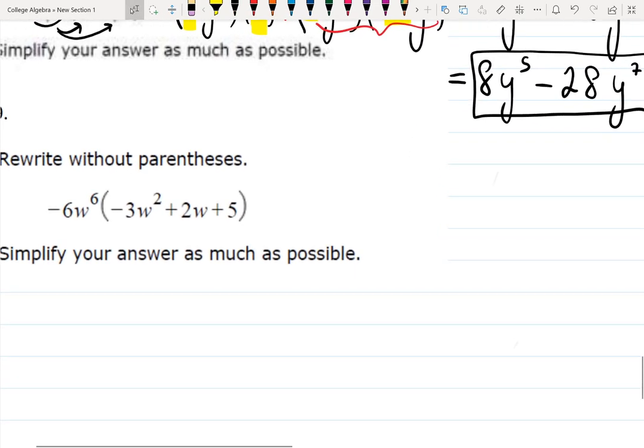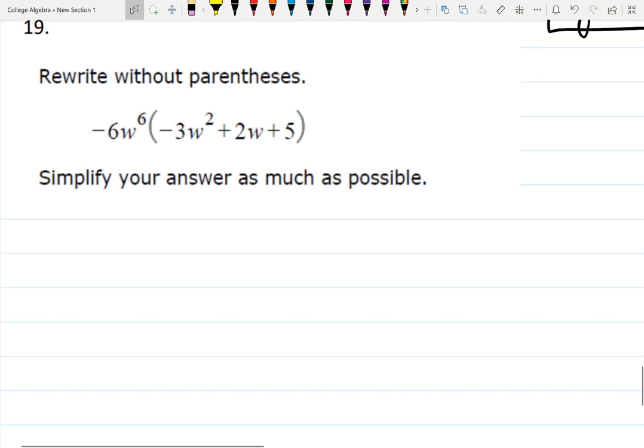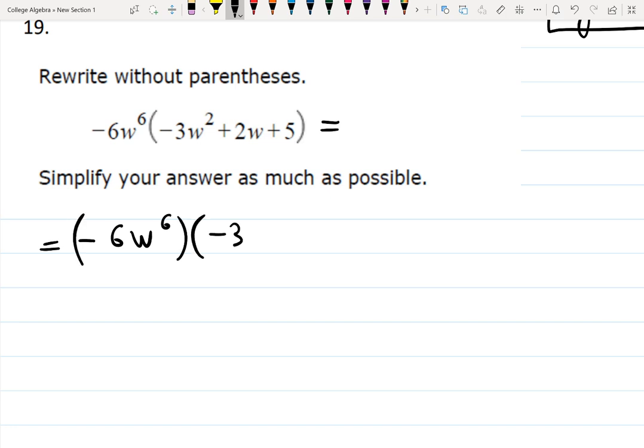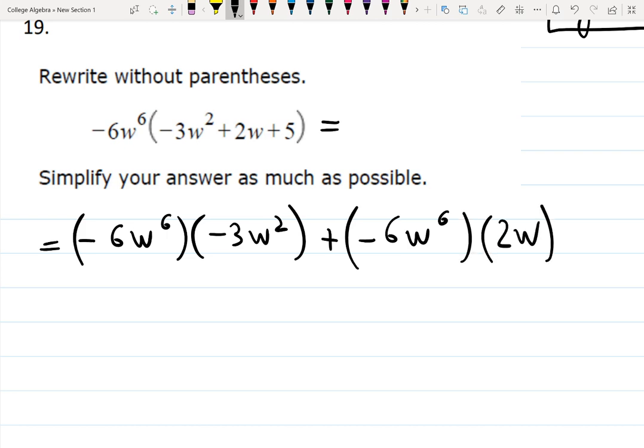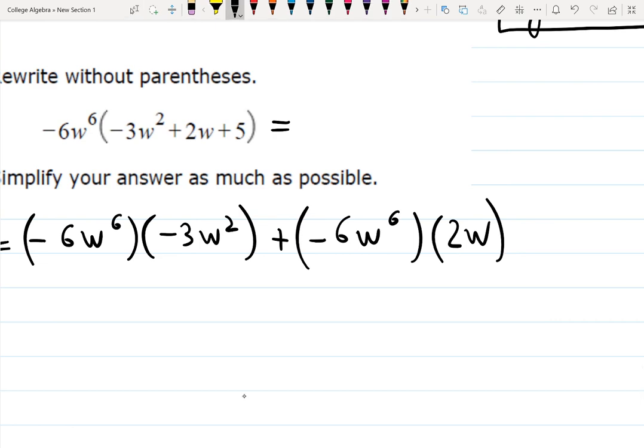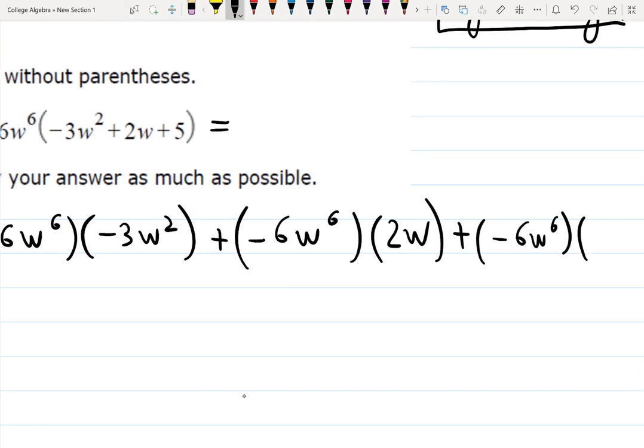Last example here. We're going to repeat this process but a little bit faster. Let's try to be fast. You can go together with me and see if you're faster than me. So I'm distributing negative 6w to the 6 times negative 3w squared. That's the first couple. Then I will have plus negative 6w to the 6 times 2w, that's the second couple, plus negative 6w to the 6 times 5.